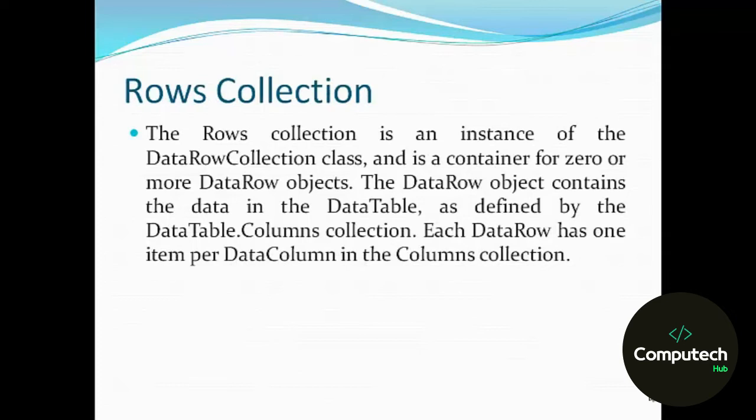Now let's see the row collection. The row collection is an instance of the DataRowCollection class and is a container for 0 or more DataRow objects. The DataRow object contains the data in the data table as defined by the DataTable.Columns collection. Each data row has one item per data column in the column collection. So this is about the row collection.